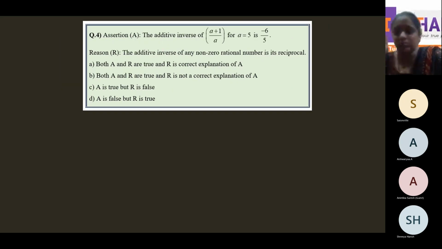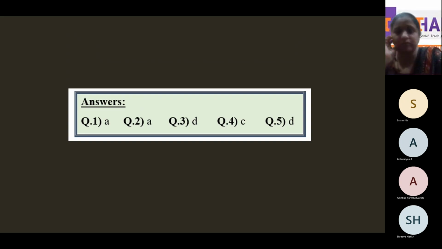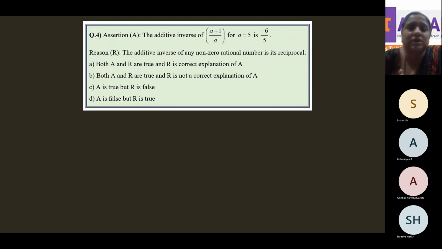Okay. This one more, children. We'll wind up. Just one more we have. The additive inverse of a plus 1 by a for a equal to 5. So when a is 5, what is 5 plus 1 by 5? 6 by 5. So the additive inverse of 6 by 5 is minus 6 by 5. Is that true?